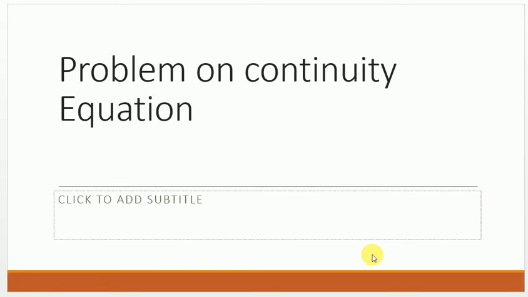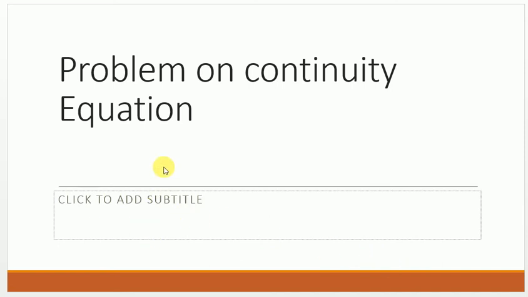Hi guys, in this lecture we'll be discussing a sample problem on the continuity equation. As we know, the continuity equation has been derived from the law of conservation of mass. So whatever mass enters the control volume will be equal to the mass that exits the control volume.